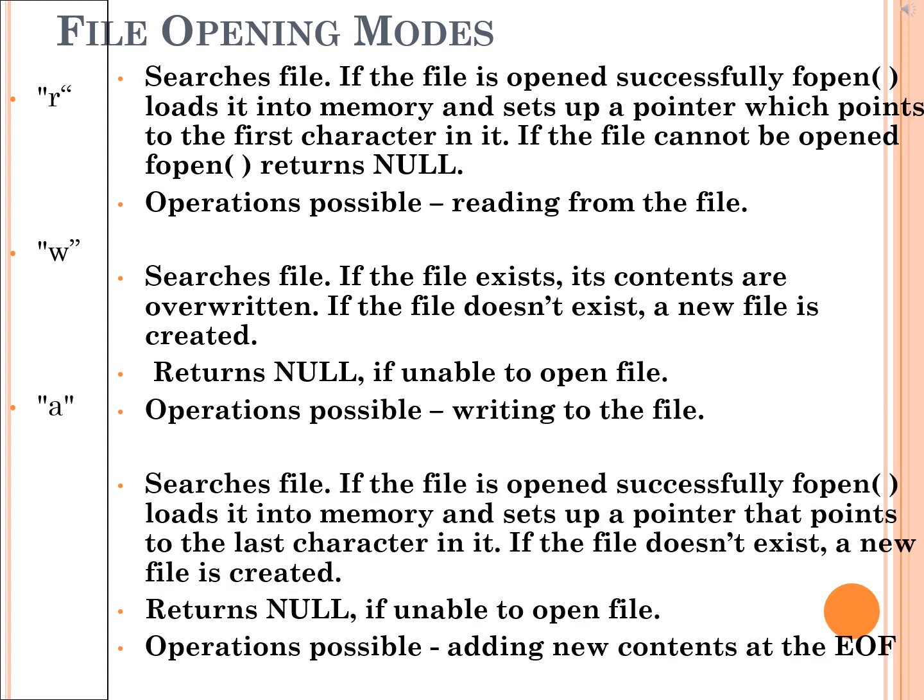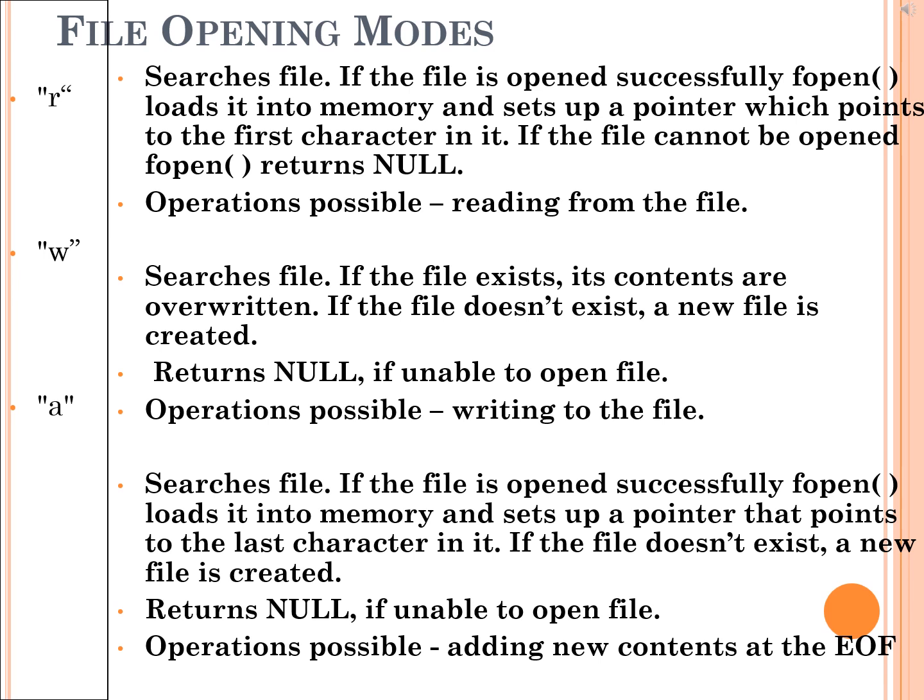We have seen the file opening modes. Once more we'll see them in detail. When you're opening the file in read mode, what happens? It will search the disk. If the file is present, the pointer pointing to it in the memory or the buffer will be sent to fptr. If it cannot be opened, it will return NULL, and it is used for reading from the file. In the second case, write. If a file exists, it is overwritten. If the file does not exist, a new file is created. If it cannot be opened, it returns a NULL value. It is used for writing into the file.